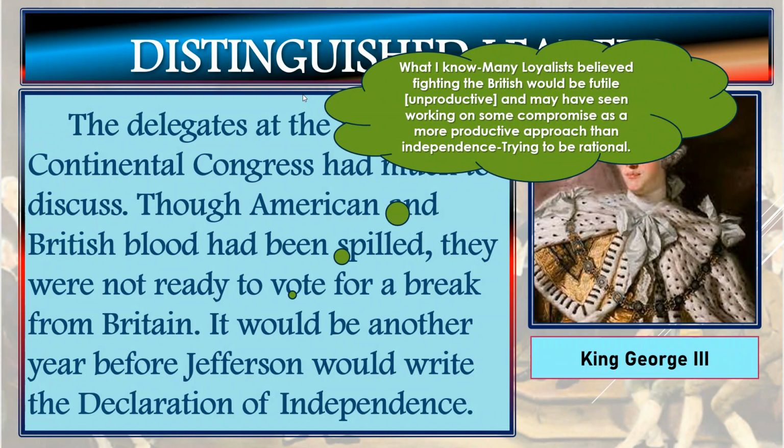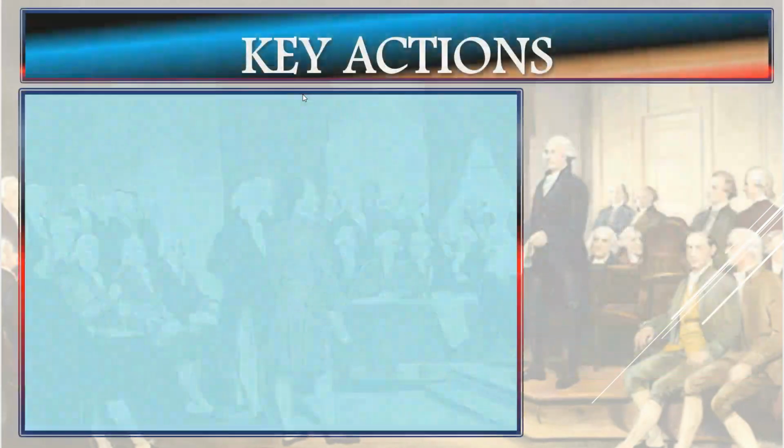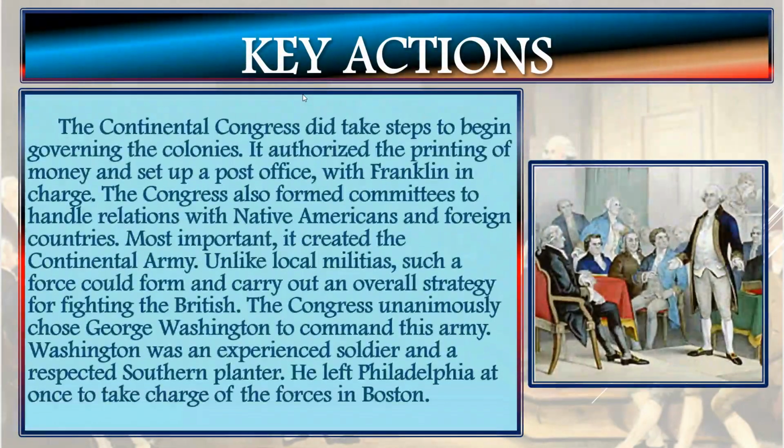Many loyalists believed the fighting with the British would be futile, unproductive, and may have seen working on some compromise as more productive approach than independence. They're trying to be rational. They were trying to be reasonable. They didn't want to come across to King George or Parliament as being reactionary or radical or crazy. So they were trying to be as rational as they could with what was happening around them.